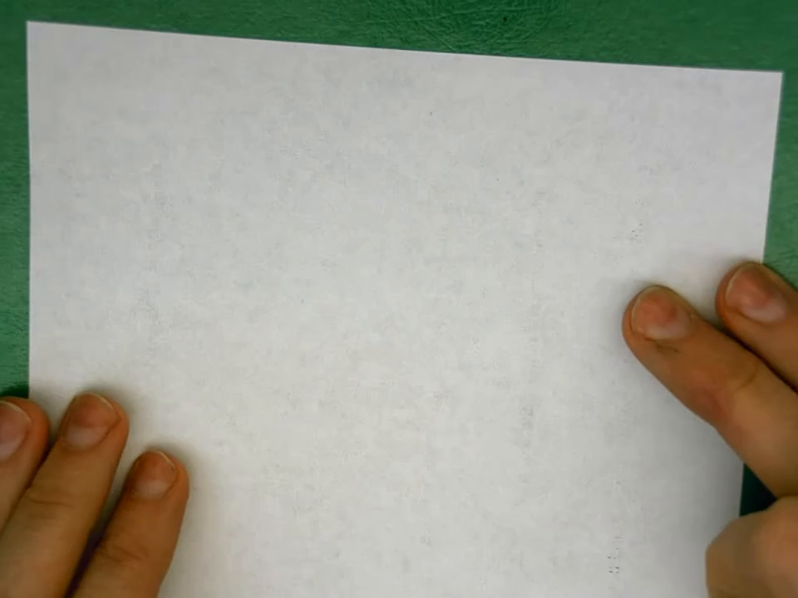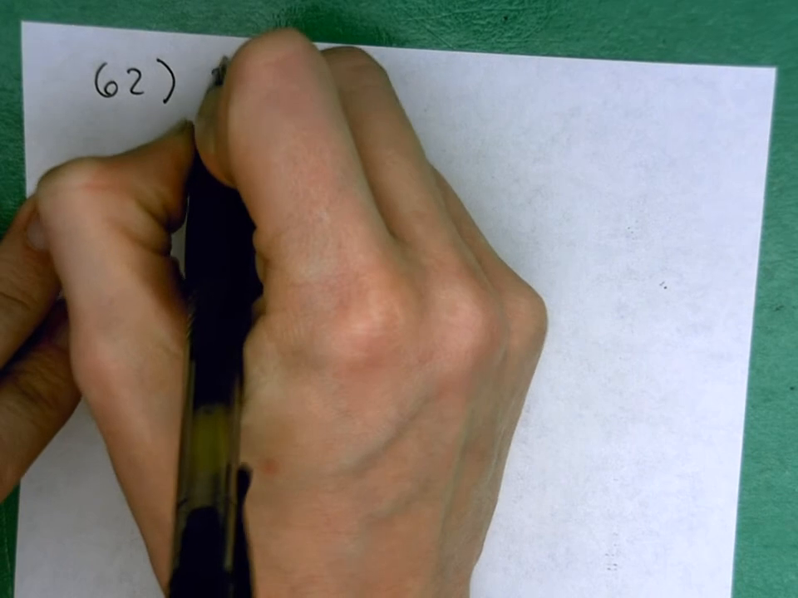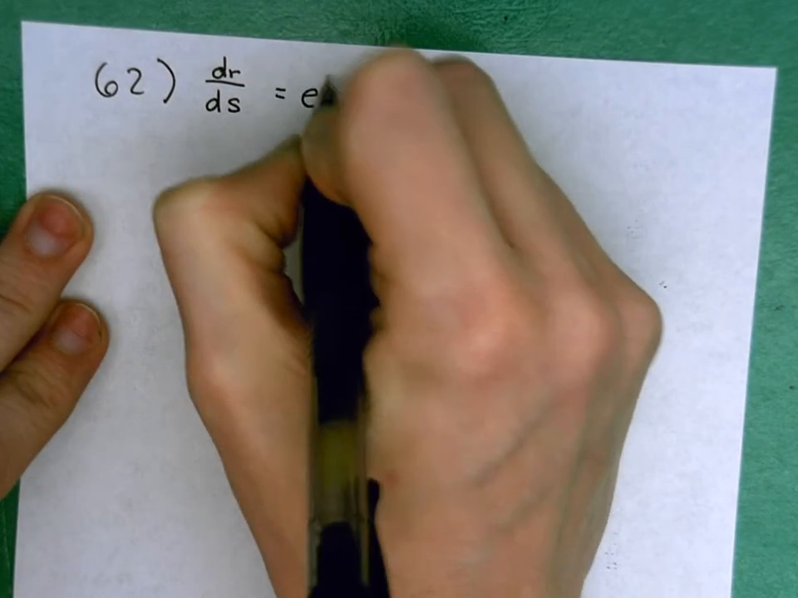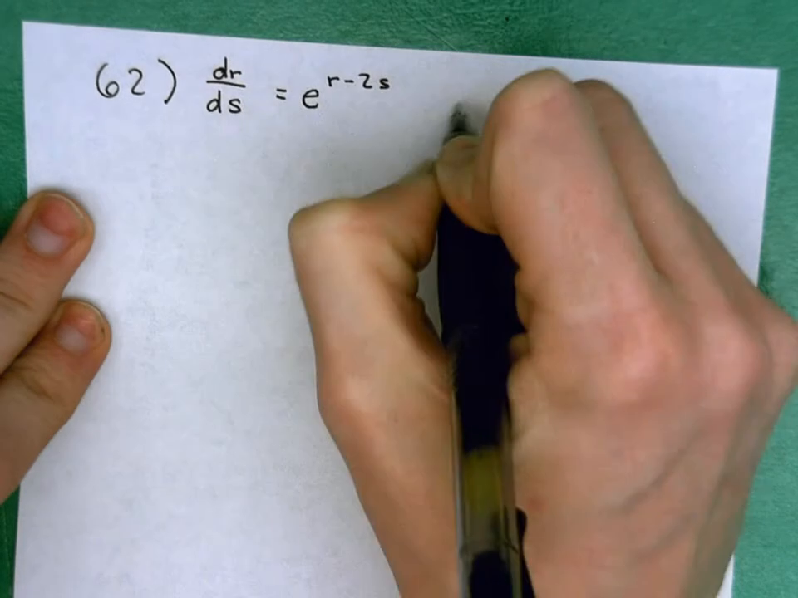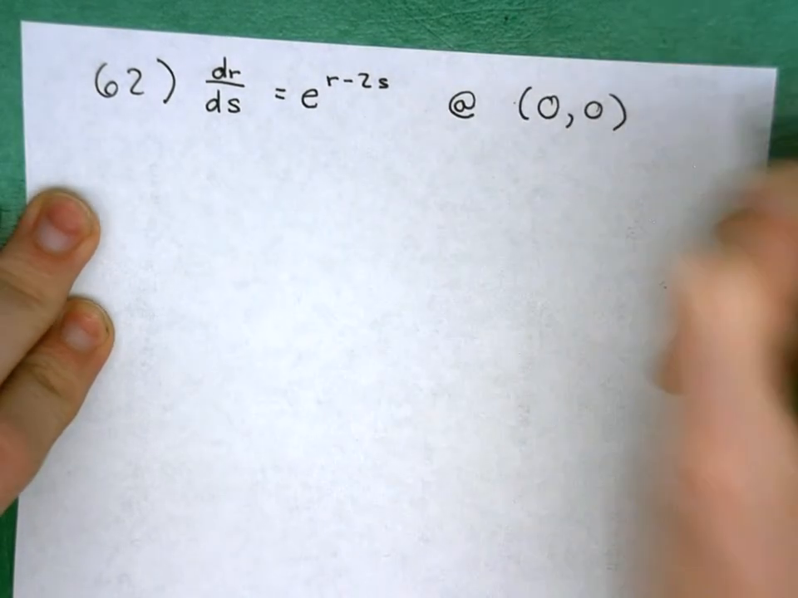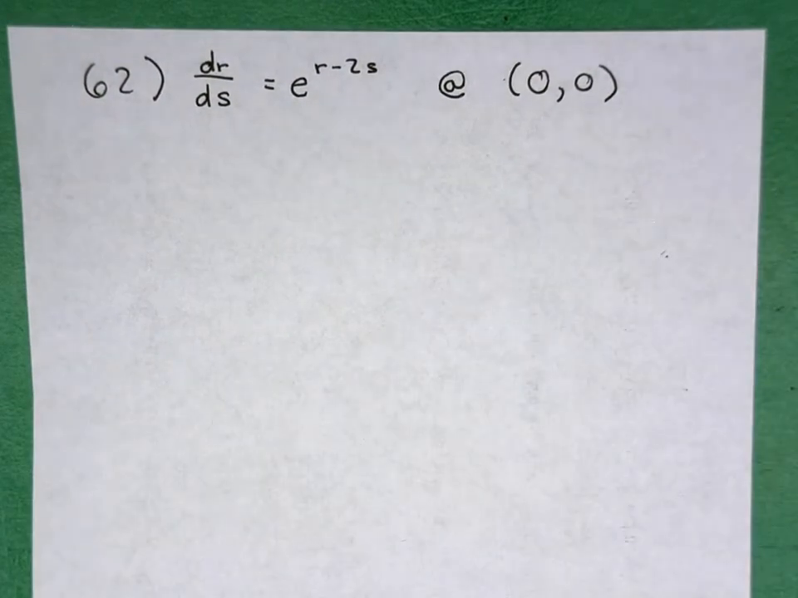Okay, so the final one is actually one of your homework problems. It's number 62, which says dr/ds equals e to the r minus 2s. And they're asking you to find the particular solution at the point (0, 0). Okay, so the initial steps are going to be the same.